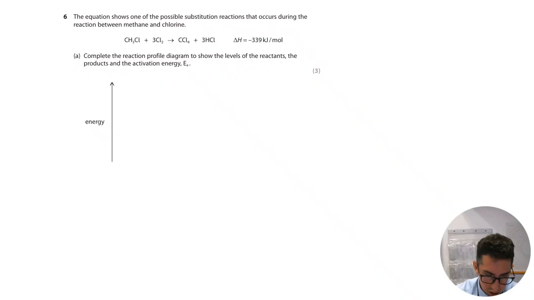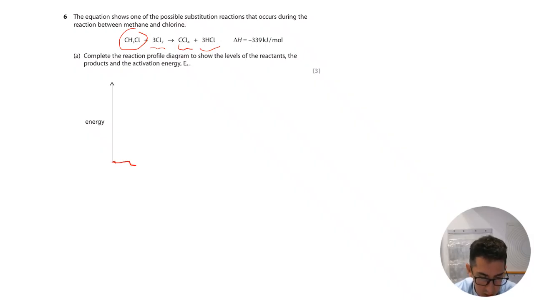Okay, the equation shows one possible substitution reaction that occurs between methane and chlorine. So we're seeing this is chloromethane. The hydrogens are being kicked off. Can you see all 3 hydrogens are removed and the chlorine has replaced them, substituted them. We've got a bunch of HCl. Complete the reaction profile diagram.